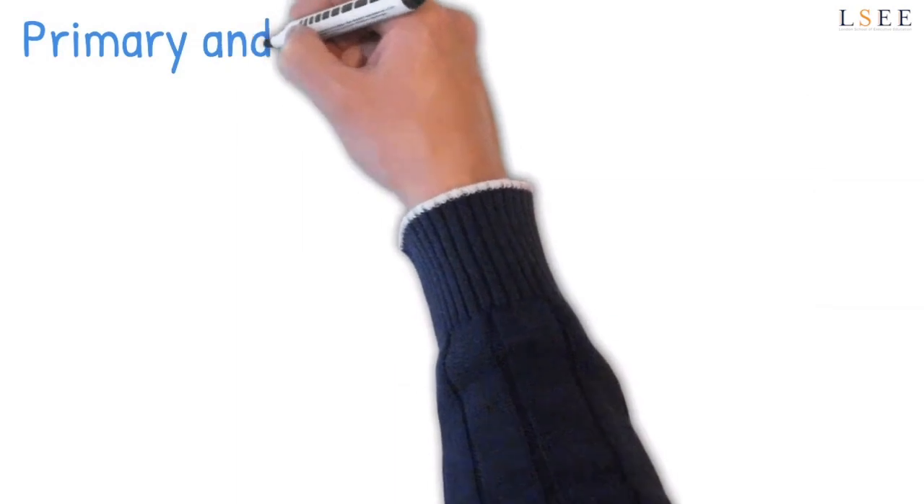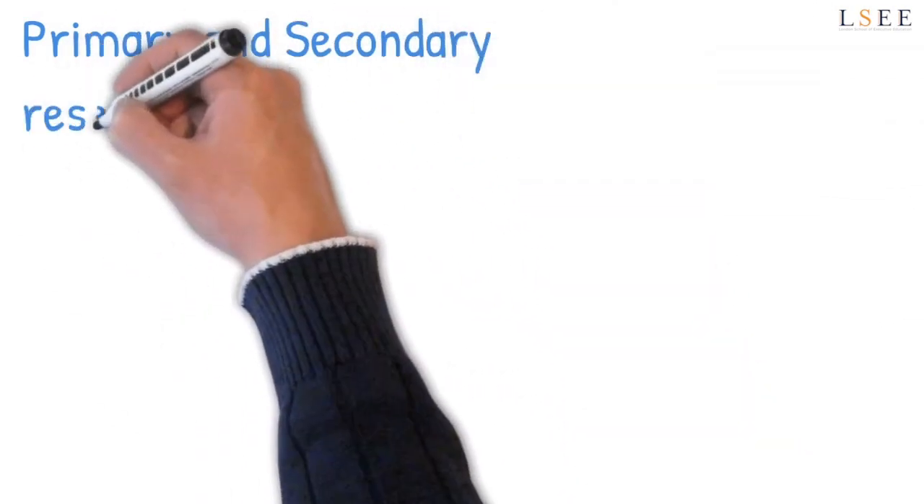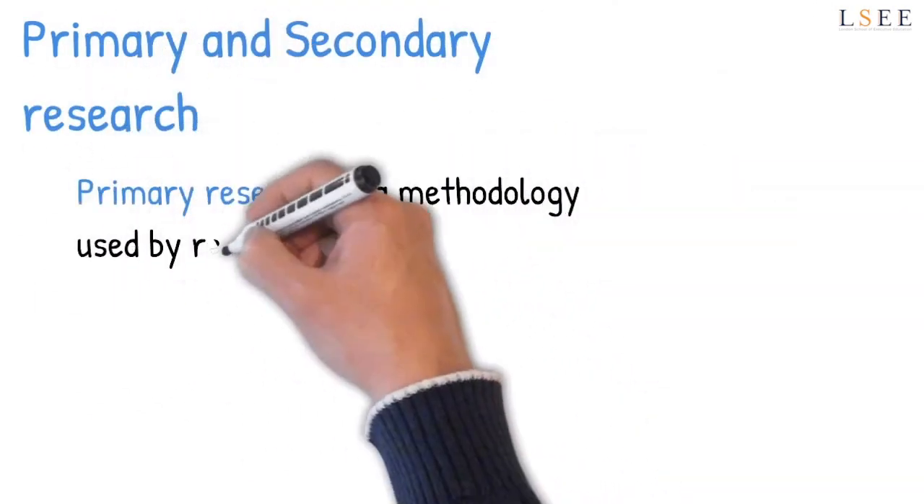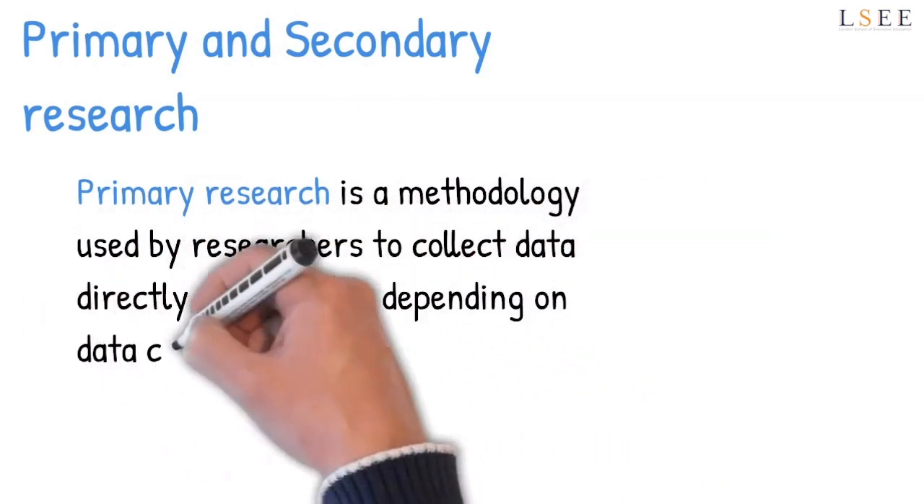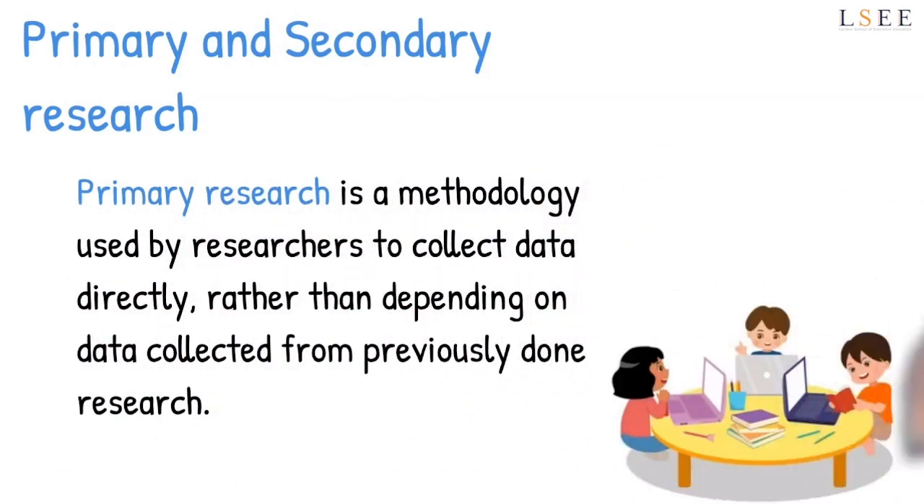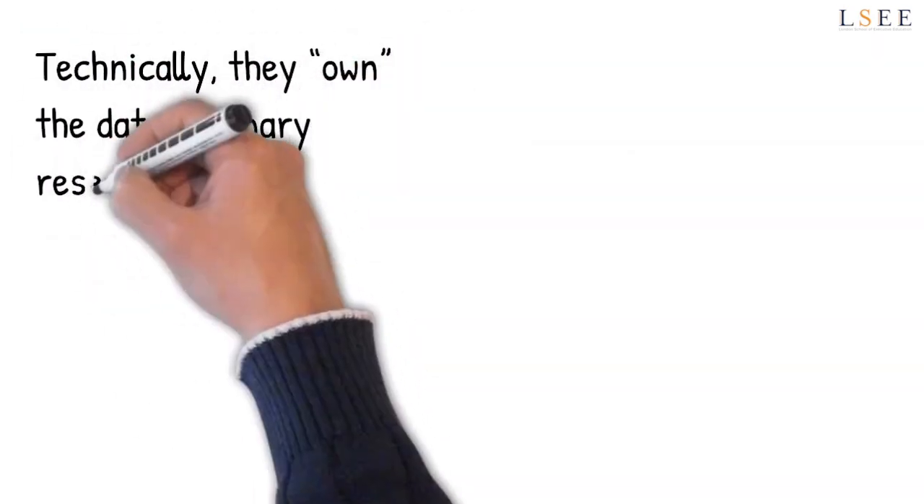Primary and secondary research. Primary research is a methodology used by researchers to collect data directly, rather than depending on data collected from previously done research. Technically, they own the data.